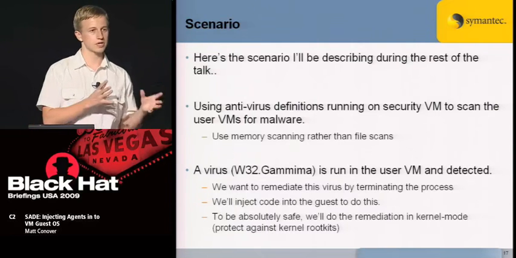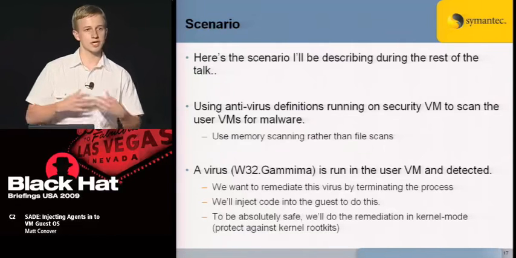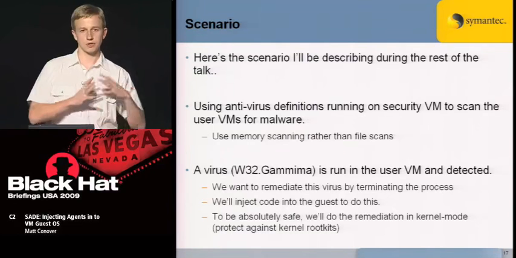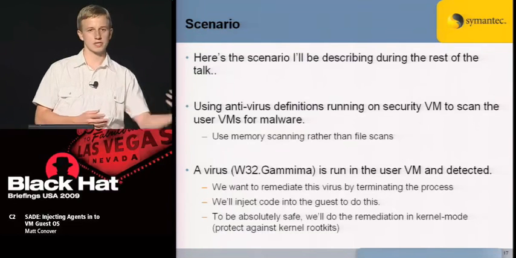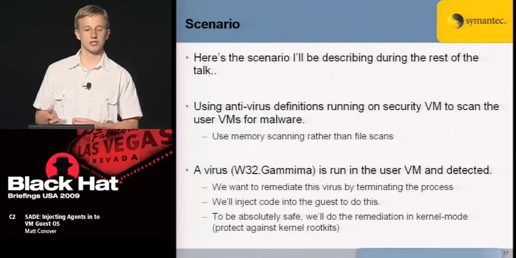If there was a kind of a traditional AV, we might have detected it as soon as the file was placed on the machine. But in this case, because we don't have direct access to the file system of the virtual machine, we're doing memory scanning. So we're basically taking our antivirus signature set and checking the memory pages as they're executing.